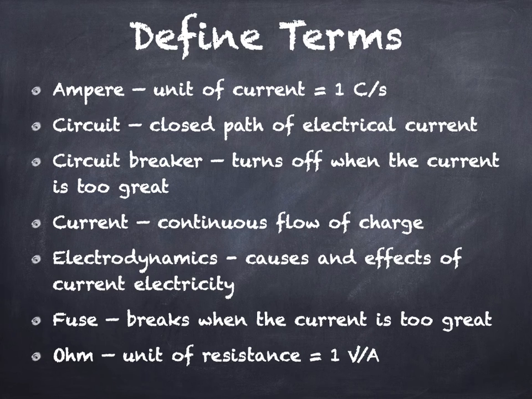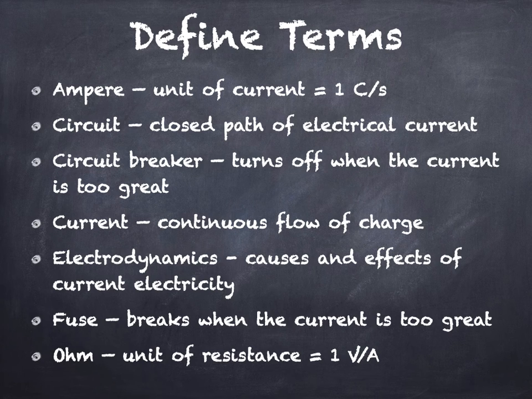Okay, the first part was just terms. I'll just read through them, so check your terms. They don't have to be word for word like this, just as long as you know them. An ampere is a unit of current, 1 coulomb per second, how fast it's flowing. Coulombs per second, that's a rate of speed, which is what an ampere is. A circuit is a closed path of electrical current. Closed path is an important part of that.